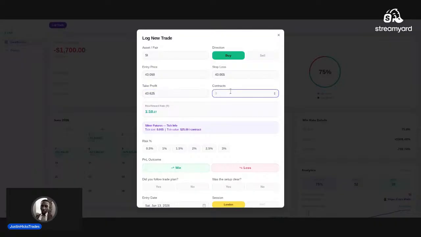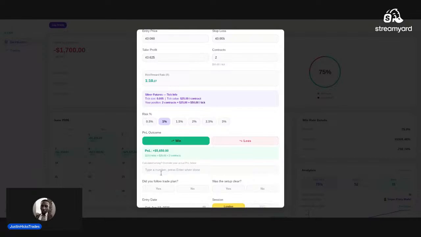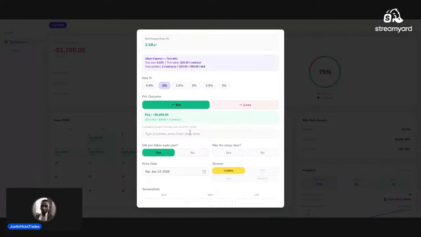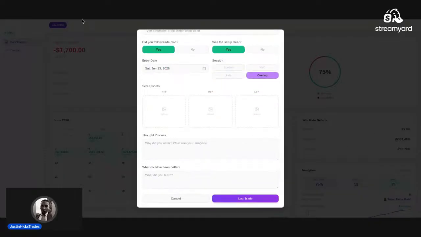All right, like I said, 2 contracts, 1% on this. Did I follow trade plan? Yes. My setup clear? Yes. I entered or finished on an overlap. All right, and let's take the screenshots. Now this is a better trade, honestly.